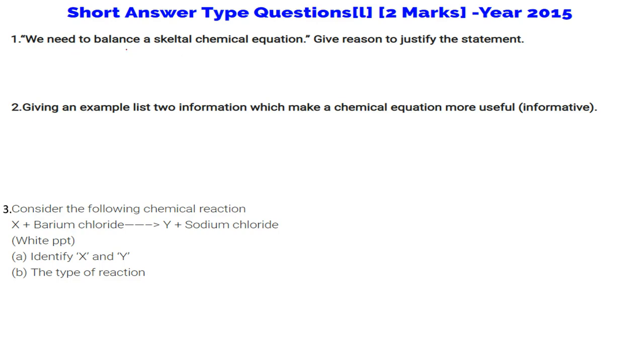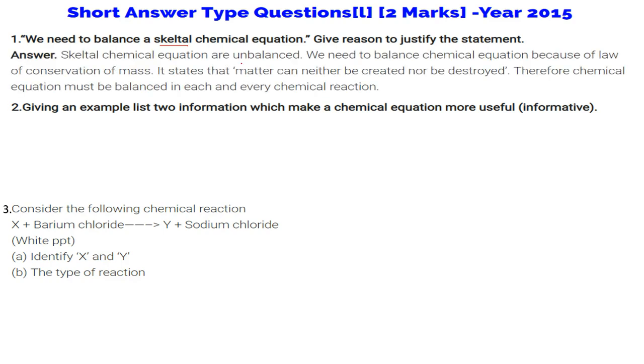First is, we need to balance a skeletal chemical equation, give reason to justify the statement. What is a skeletal chemical equation? That chemical equation which is not balanced. So skeletal chemical equations are unbalanced. That means the conservation of mass is not there, and we will do it by conserving the mass. We know that matter can neither be created nor be destroyed. It can only be transformed from one form to another. So the chemical equation must be balanced in each and every chemical reaction.